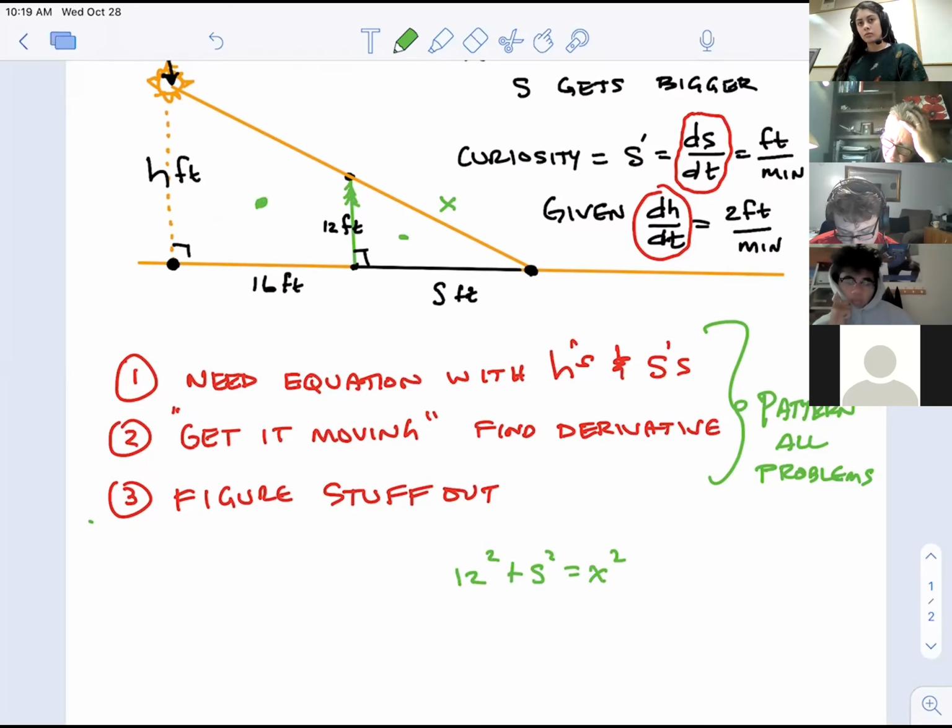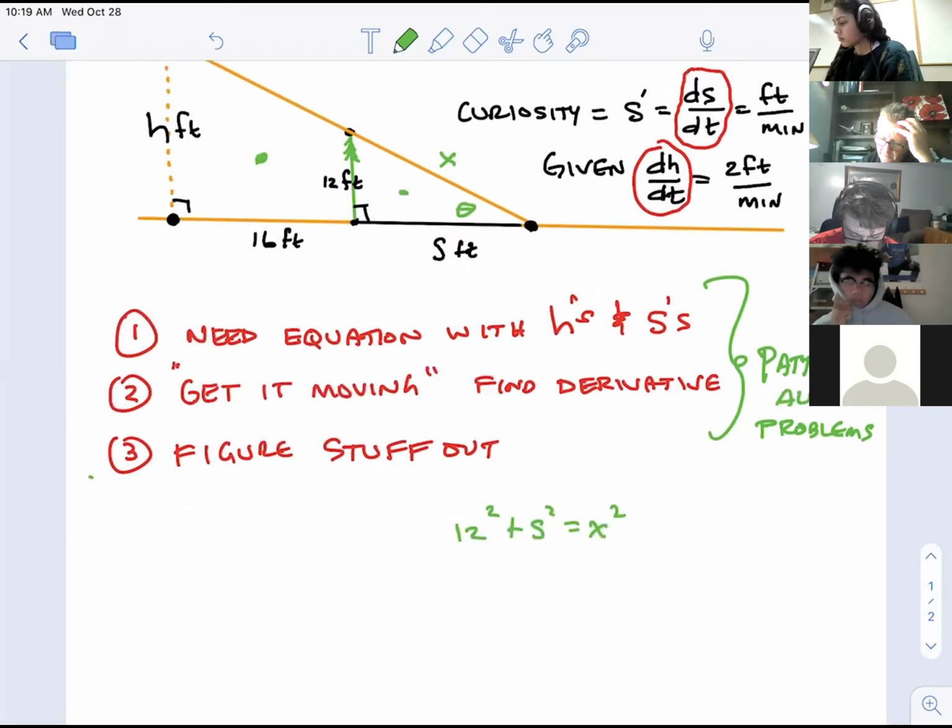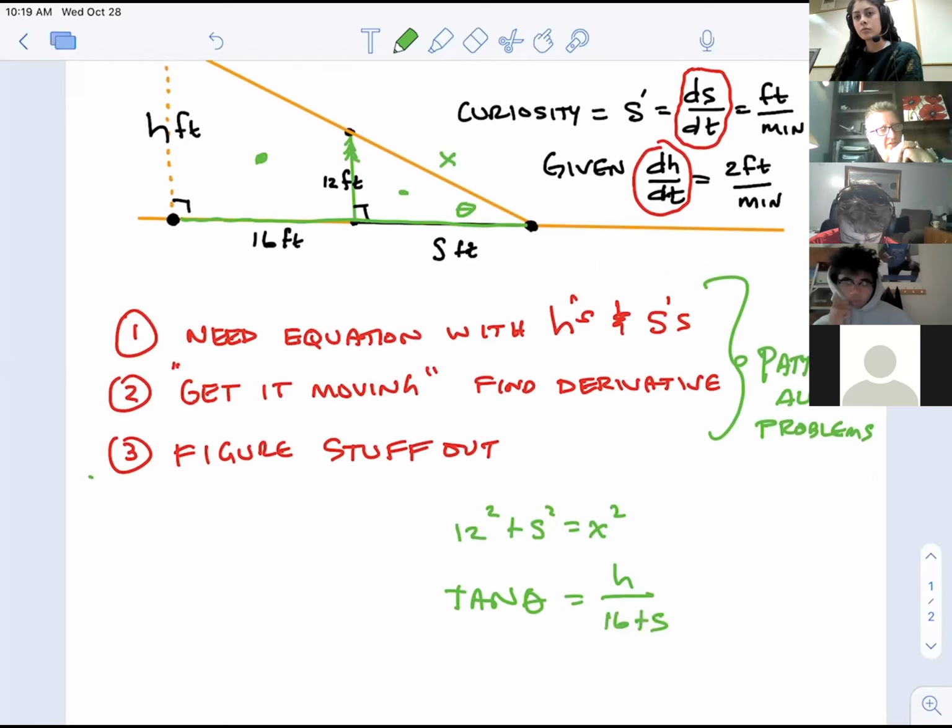Let me give you another example of the same thing. Like if I put theta here, since that angle is changing, does it make sense? I could say the tangent of theta equals opposite, which is h, over adjacent, which is this entire length, which would be 16 plus s. Does it make sense? That's an equation with h's and s's in it, except it's also got theta. And so the question is, do I not like this one because it's got a letter in it that I don't want to know anything about, or is it going to cause me problems?